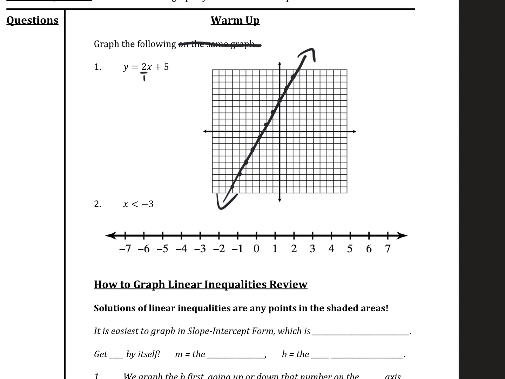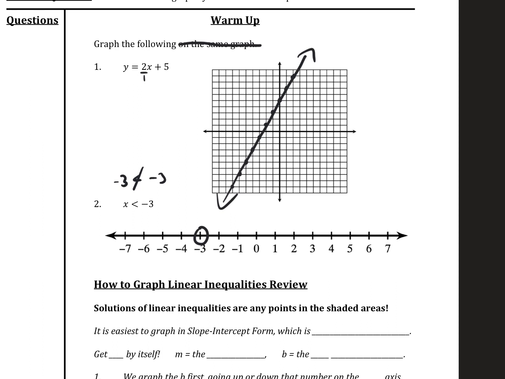All right, so there's that, and for the second one we have just a single variable inequality. So x is less than -3. We're looking for numbers that are less than -3. So is it an open or a closed circle on -3? It's going to be an open circle because -3 is not less than -3, right? So this open circle means it's not part of the solution, okay?